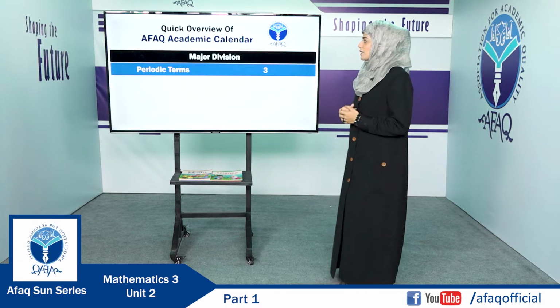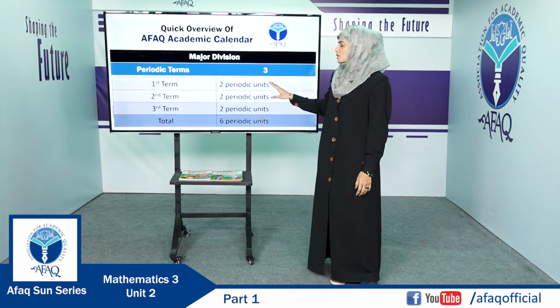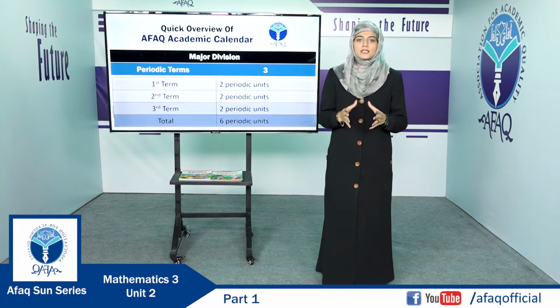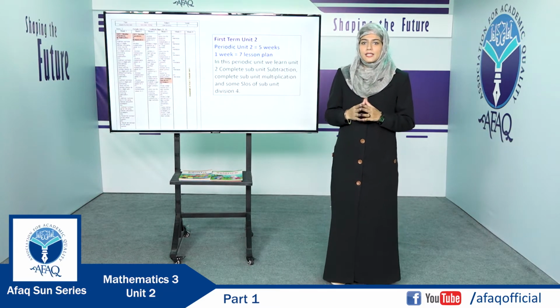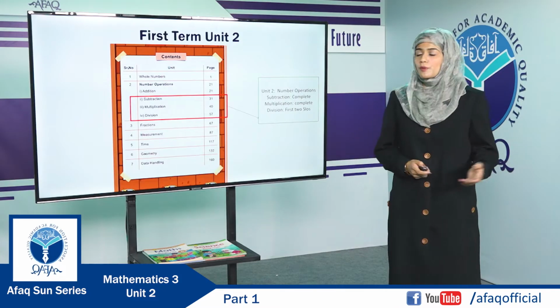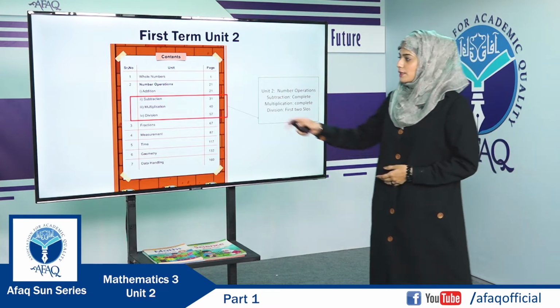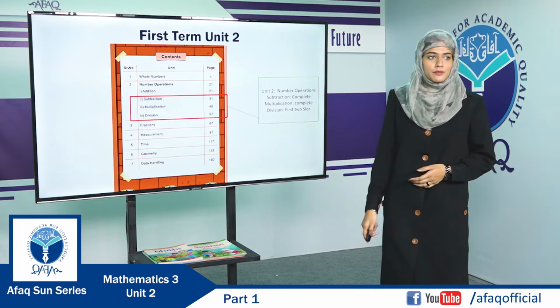The academic calendar is divided into 3 periodic terms, and each periodic term consists of 2 periodic units, and each periodic unit consists of 6 weeks, in which 5 weeks are allocated for learning and teaching and 1 week is for assessment. Now we will start Unit 2. In this Unit 2, we are going to cover subtraction, multiplication and division, and the first 2 SLOs of division.